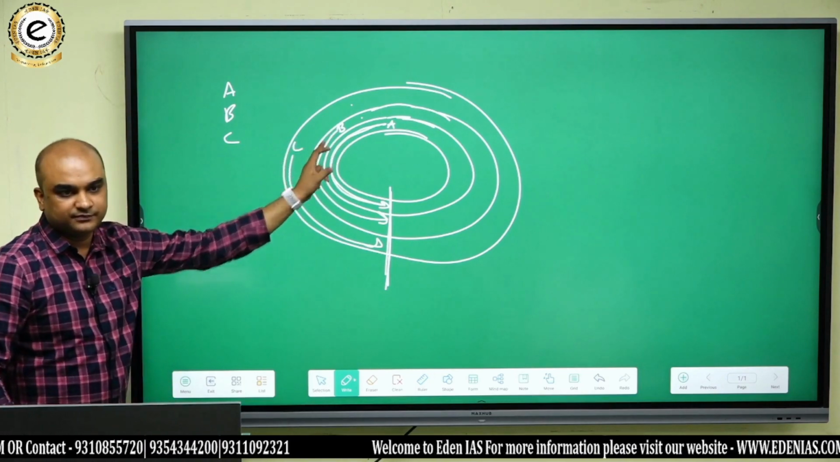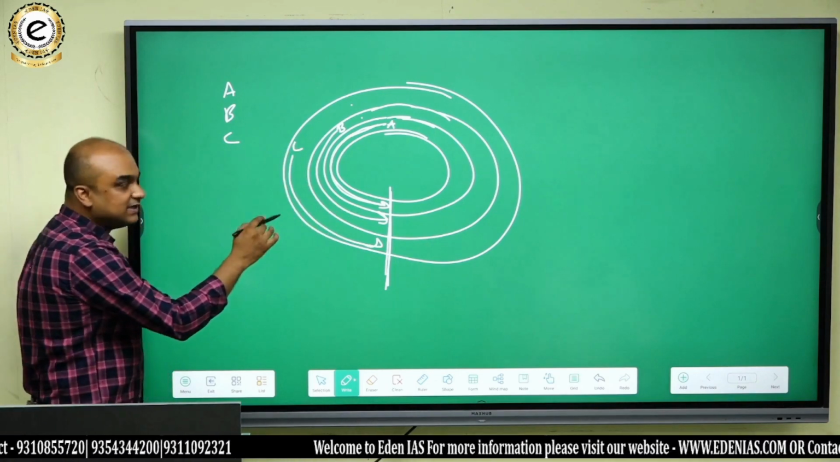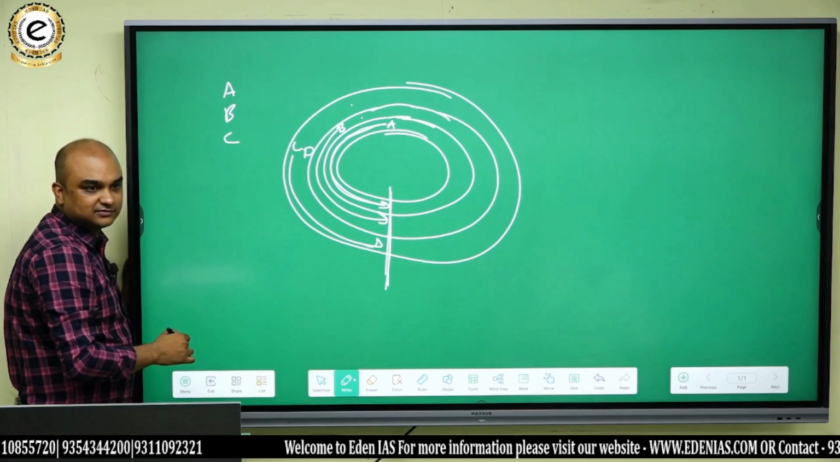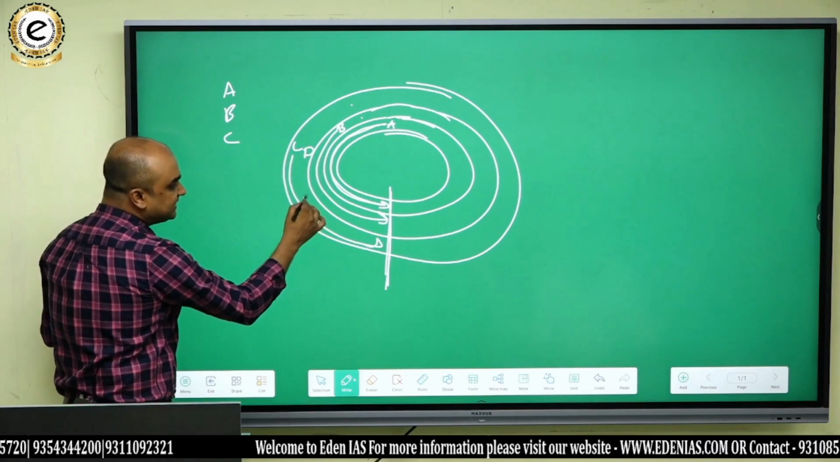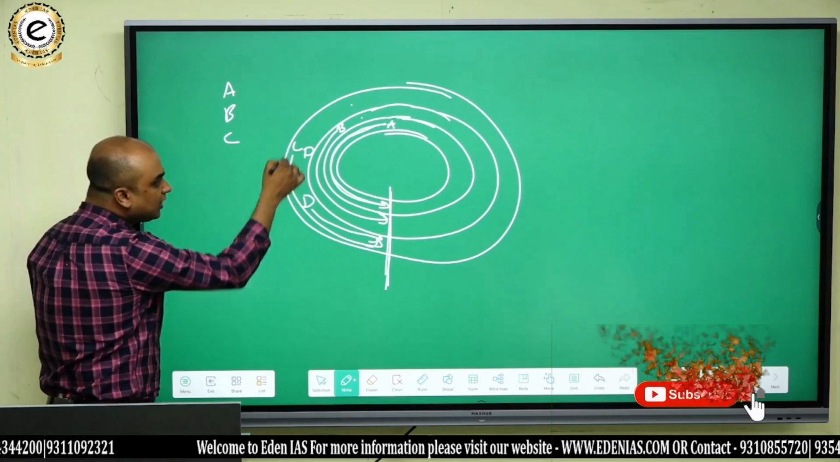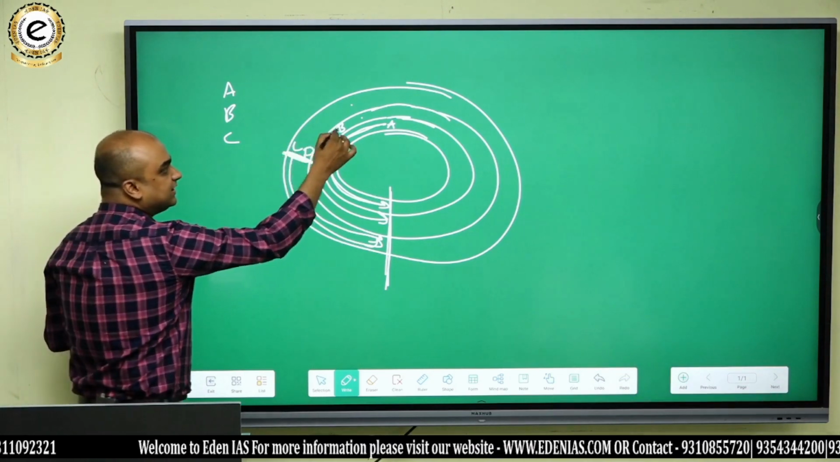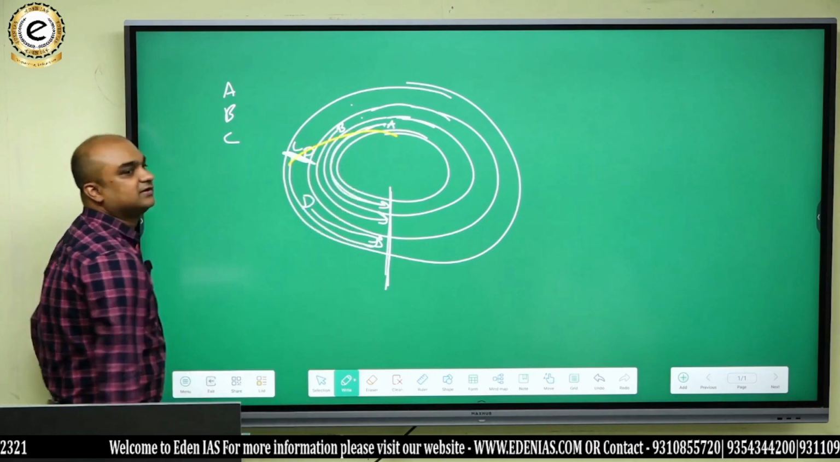Now suppose there is another person D who is also running in the same track as C, then D should stand here. Do you get it? Because if D stands here, then D gets an advantage over C. So those who are in similar position, the law should treat them similarly. Those who are in different position, the law should treat them differently.